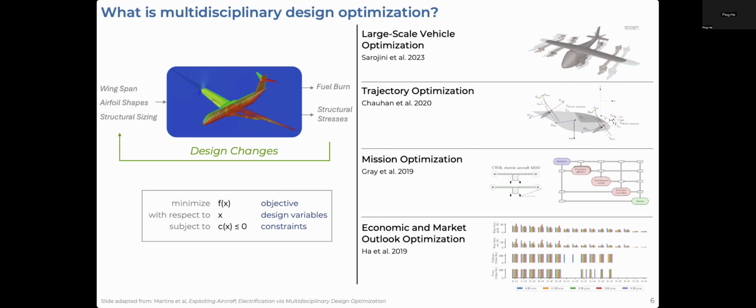If you want to formulate this problem mathematically, we can say that we're minimizing some function f of x, which is the objective, with respect to design variables x and some constraints c of x. Now, we are not the first to do this for AAM applications. There's been some work in large-scale vehicle optimization, largely with low-fidelity methods, some trajectory optimization of a tilt-wing vehicle, mission optimization of a conventional takeoff and landing electric aircraft, and economic and market outlook optimization that designs both the aircraft and the mission in one go.